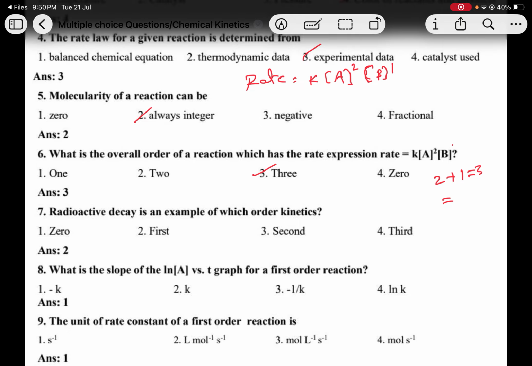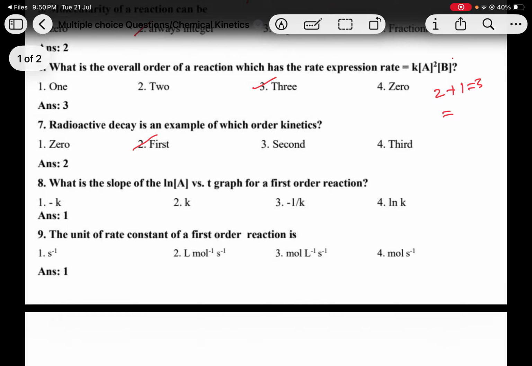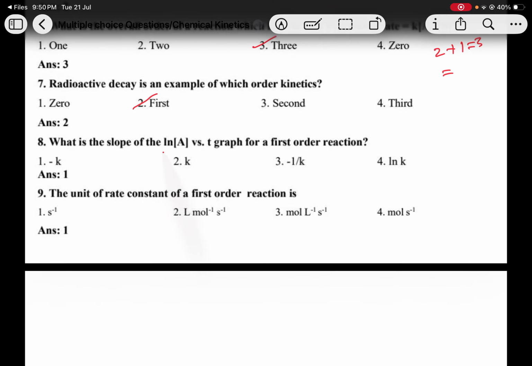Next, radioactive decay is an example of which order kinetics? So radioactive decay is an example of: first one 0, second one first, third one is second order, fourth one is third order. Radioactive decay is an example of first order reactions. These are the first order reactions. What is the slope of ln A versus t graph for first order reaction? For first order reaction, here it is minus k.